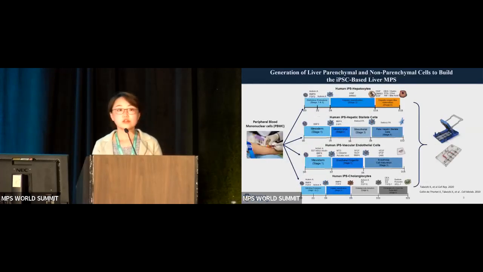Regarding the iPSC-based liver MPS, we are going to generate iPS-derived liver cells from patient PBMC samples. In our initial step, we will integrate iPSC-derived hepatocytes, stellate cells, vascular endothelial cells, and cholangiocytes into our liver microphysiology system. In the future, we will also integrate iPS-derived immune cells in our model, such as macrophage cells.